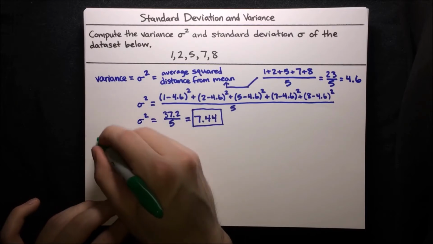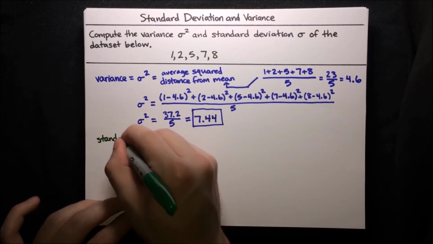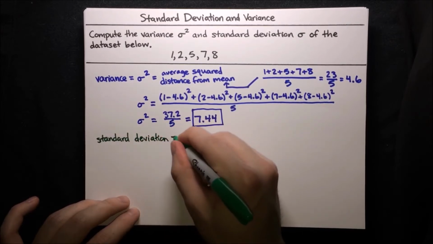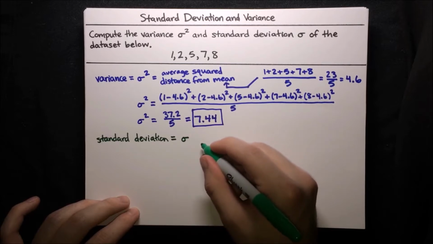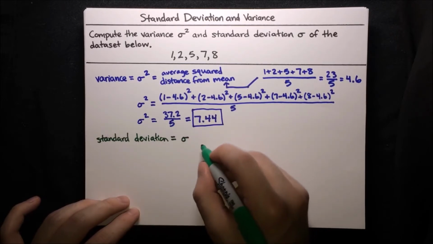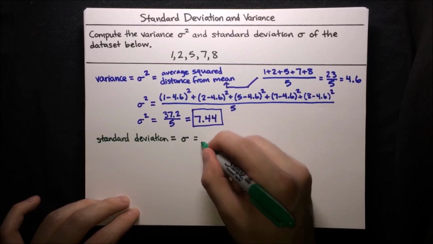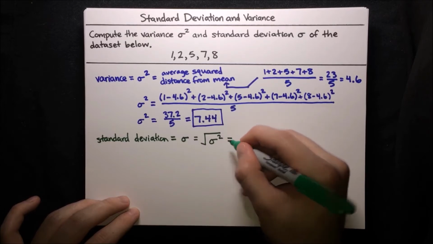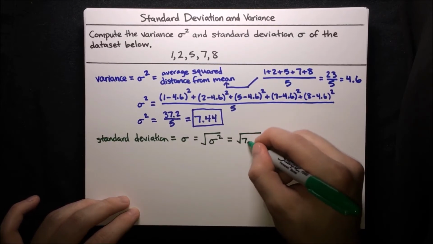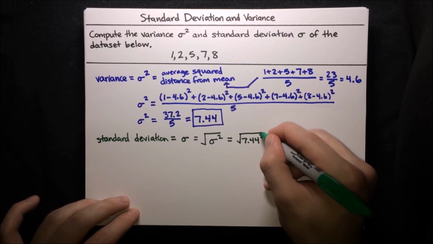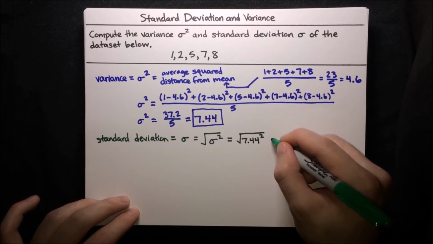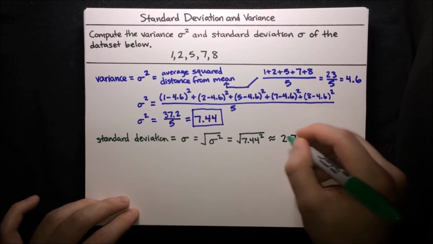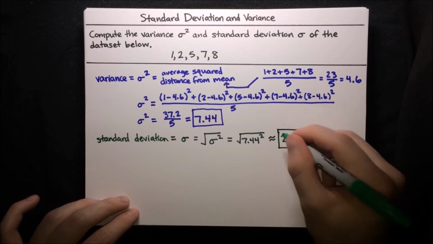Now let's compute the standard deviation. So the standard deviation, that's just sigma. And because we know the variance, which is sigma squared, it's really easy to compute the standard deviation. To get sigma, you just have to take the square root of sigma squared. So we really just have to take the square root of 7.44, because we found that 7.44 was sigma squared. So we punch this in our calculator, and we get that this is approximately 2.73. So there we go. There is our standard deviation.